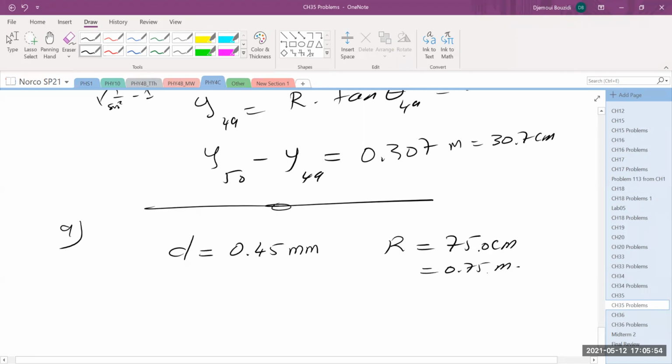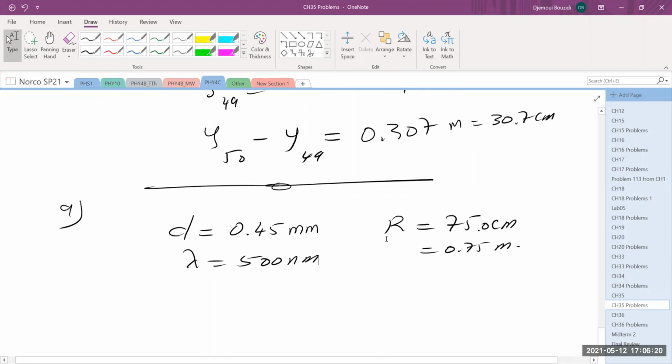So they gave us R from a screen. What is the distance between the second and the third dark fringe, dark lines, of the interference pattern? They also gave us the wavelength lambda to be 500 nanometers. And here we need to find the distance between the second and the third dark fringes.